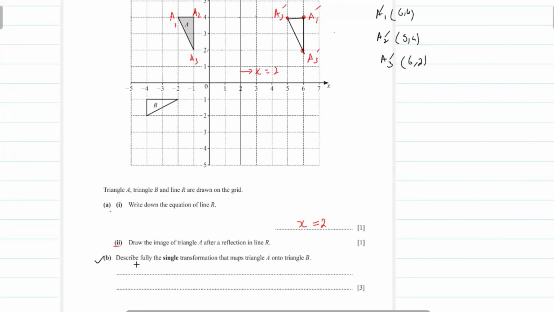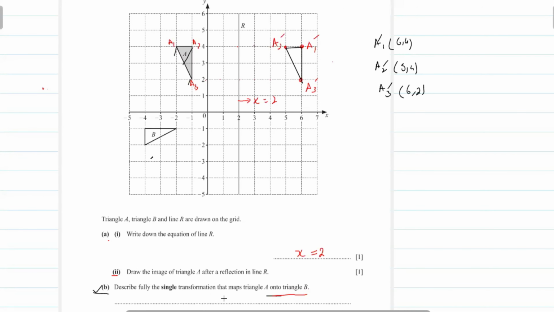Next is part B. Part B: describe fully the transformation that maps triangle A onto triangle B. You see here the size of both triangles is the same. Therefore, this is not an enlargement. Next we will see whether triangle A is reflected or not. You see here this is not reflected. Therefore, we have two options for the transformation: one is translation and the other is rotation.